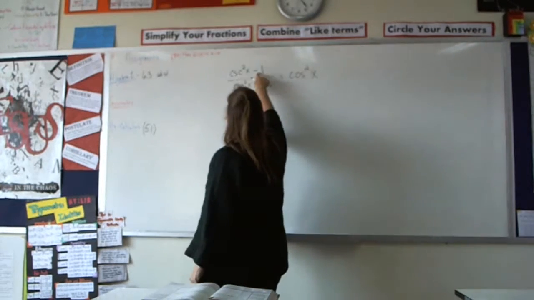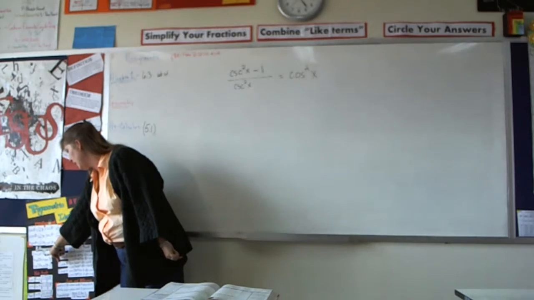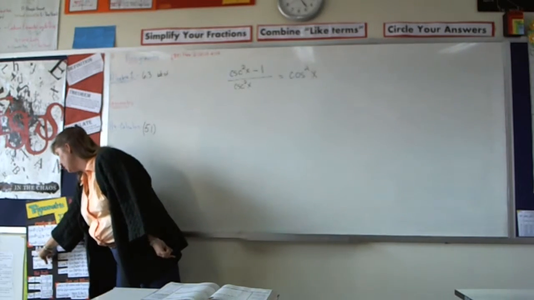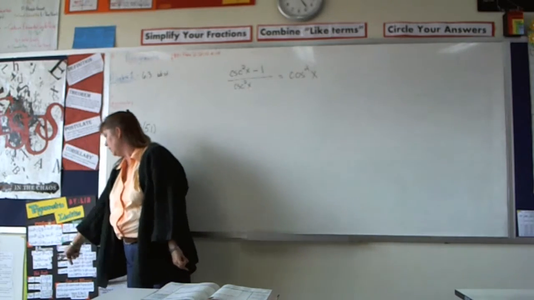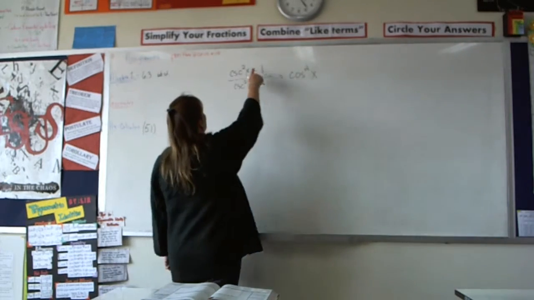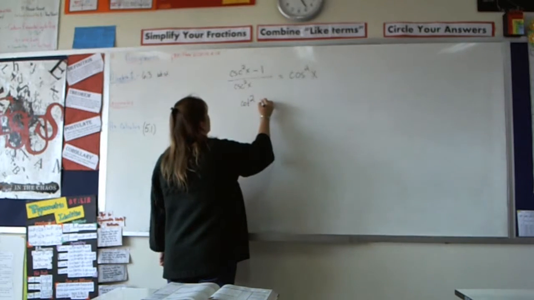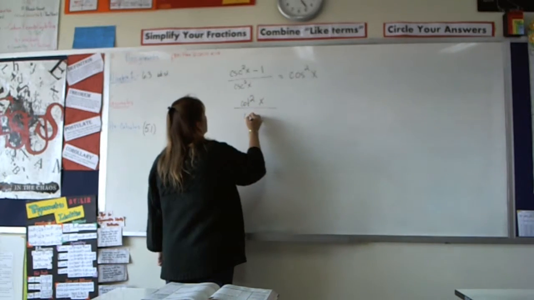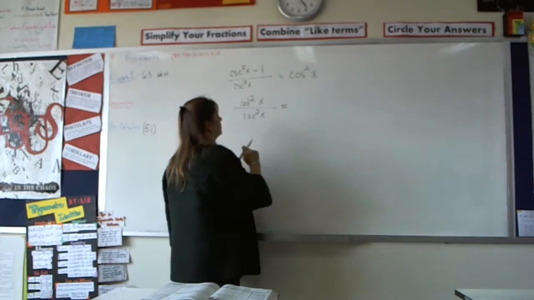Do we know anything about this? Yep, cosecant squared theta is equal to 1 plus cotangent squared theta. Well, we can move the 1 over here. We get cosecant squared theta minus 1 is equal to cotangent squared x. I'm going to leave this just like that for now.